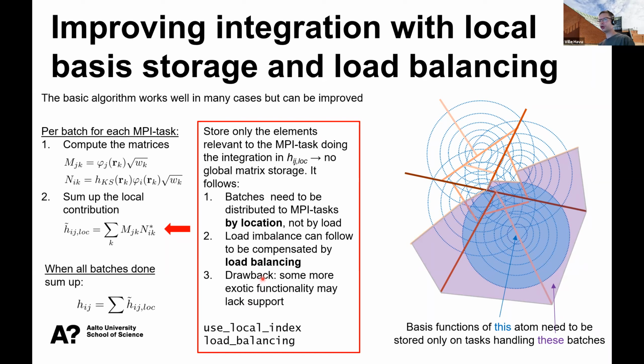And there is also the drawback that since now the summation algorithm, when the global matrix is not known by all the MPI tasks anymore, they have to communicate the local elements they have computed by a more complex algorithm than a simple MPI all reduce. And this means that some more exotic functionality may lack support. So you better consult the manual, but definitely there is a reason why you should at least try that.